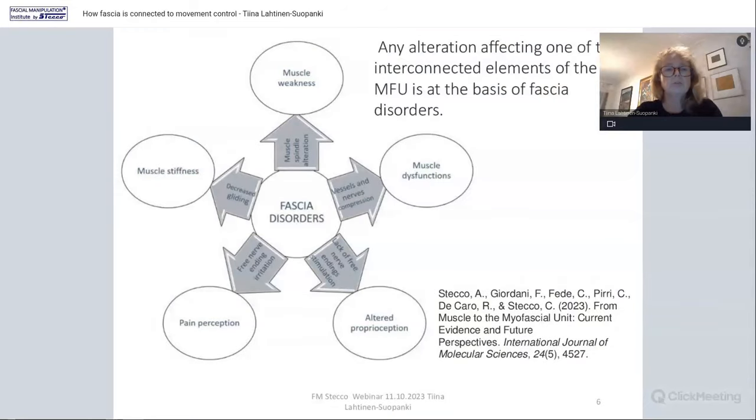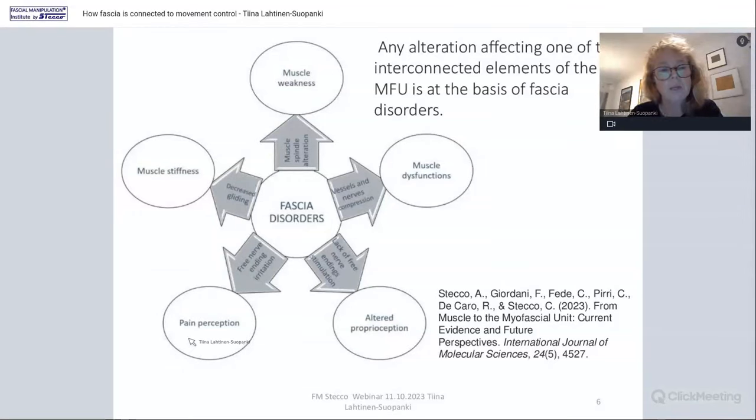Thank you. So any alteration affecting one of the internal connecting elements, whether it's the vessels, nerves, or the muscle spindle, and I will come to that, affects stiffness. Muscle stiffness is very often referred to in connection with movement control. And there are very many ways of seeing muscle stiffness. It can be from the nervous system. It can also be from very, very tiny little edema in the system. And also the cytokines, the inflammation, can cause muscle stiffness via a circle that I will explain soon.